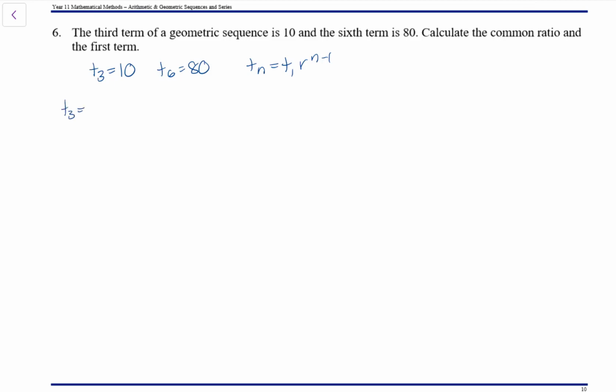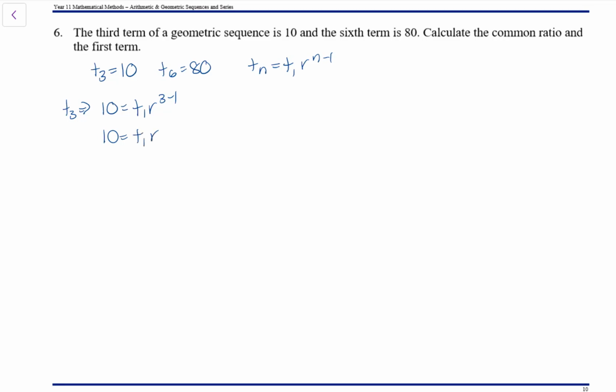So for T3 we're going to have 10 equals T1 times r to the 3 minus 1. 10 equals T1 r squared. For T6, we're going to have 80 equals T1 times r to the 6 minus 1. 80 equals T1 r to the 5. Equation 1, equation 2. Now to get rid of something here, you divide.